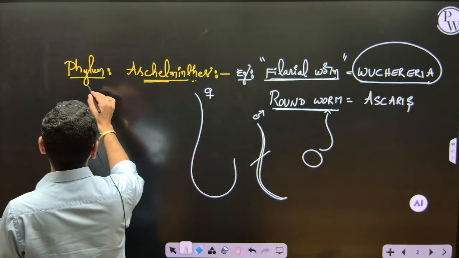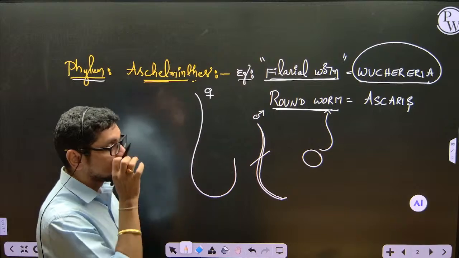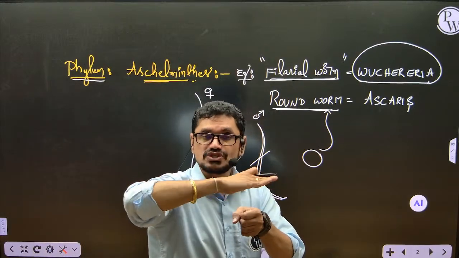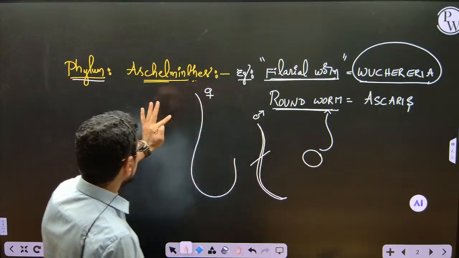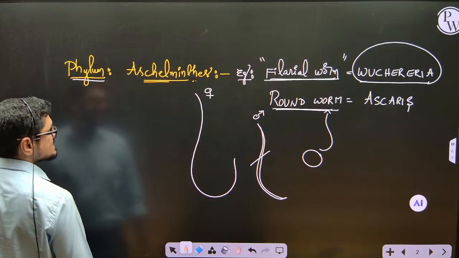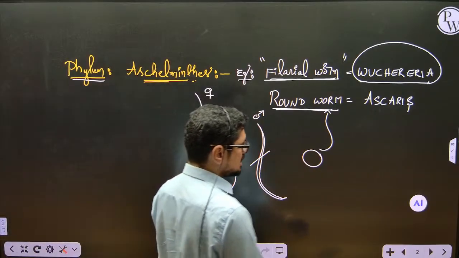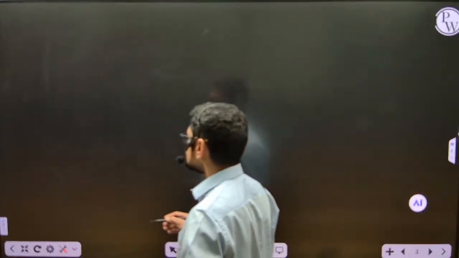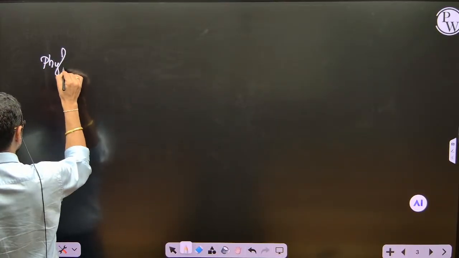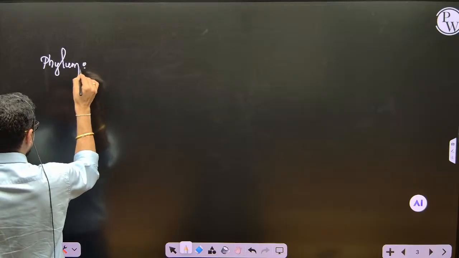Okay. So this is the next phylum. All animals which appear round in cross section are grouped in this phylum, and that is phylum Aschelminthes. And let me take another phylum, the next phylum, Annelida.